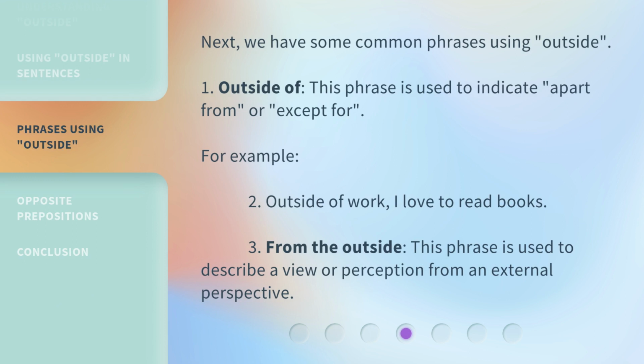Next, we have some common phrases using outside. 1. Outside of. This phrase is used to indicate apart from or except for. For example, outside of work, I love to read books. 2. From the outside. This phrase is used to describe a view or perception from an external perspective.